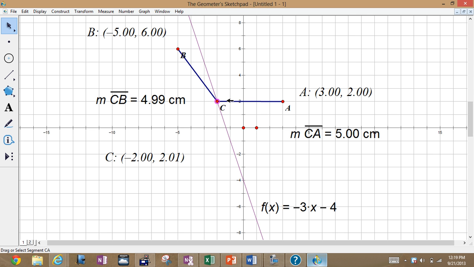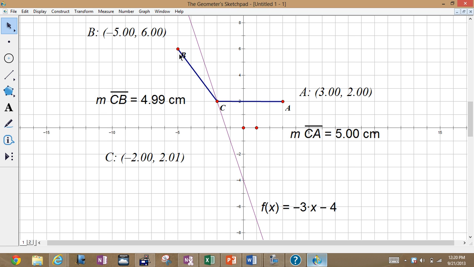Now, from your perspective, then, what you want to do is, this is some point C, and the coordinates of that are unknown. But the coordinates of that could be, in terms of x and y, x comma -3x minus 4, since this is the y value. If that is the case, then you can compute the distance between this point and A and this point and B and equate them, okay?